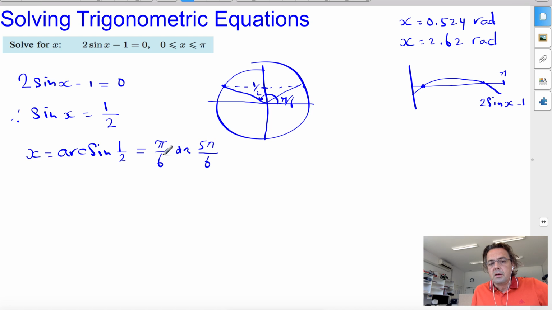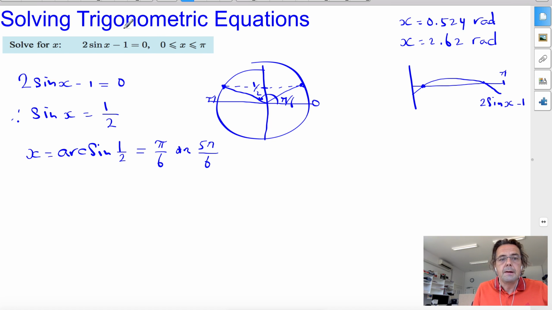Now these solutions, they repeat themselves every 2 pi. But since the domain is only from 0 to pi, I'm pretty sure 0's here, pi is here, angle-wise. Yeah? I only need that one and that one there. Pi over 6 and 5 pi over 6 are the answers. So pi over 6 is 0.524 radians, 5 pi over 6 is the same as 2.62 radians.